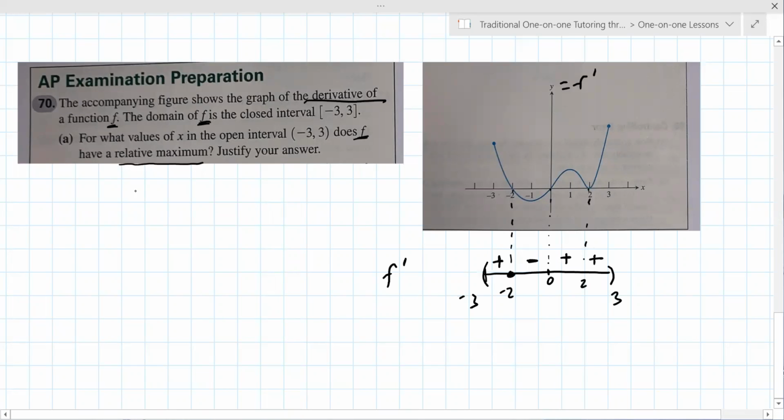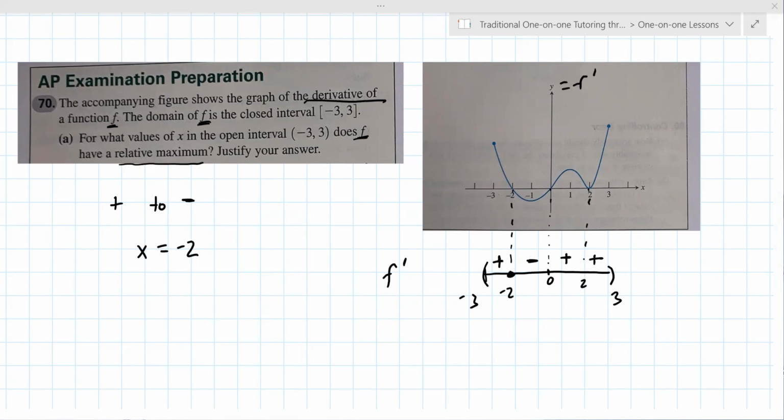So a relative max occurs when you go from positive to negative. So the max must be here at -2. Okay. Because it goes from positive to negative. And the reason I like the sign chart is it takes out the bias maybe of seeing the curve. You just look at sign changes. You don't care whether the graph's going up or down or left or right. You don't care about any of that. Okay. Is that okay? Yeah.